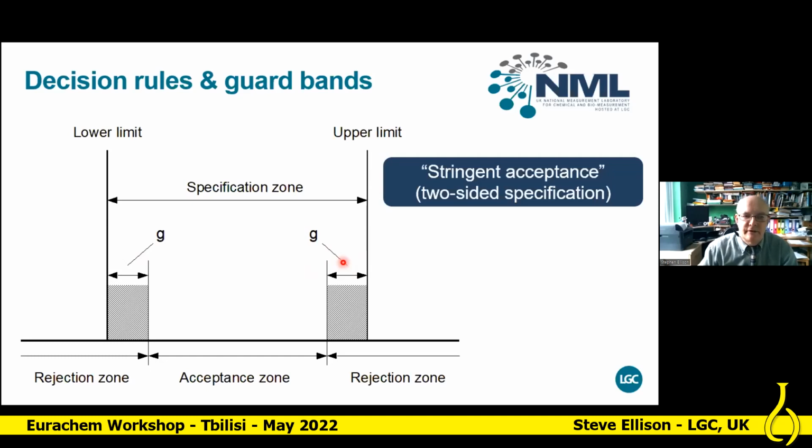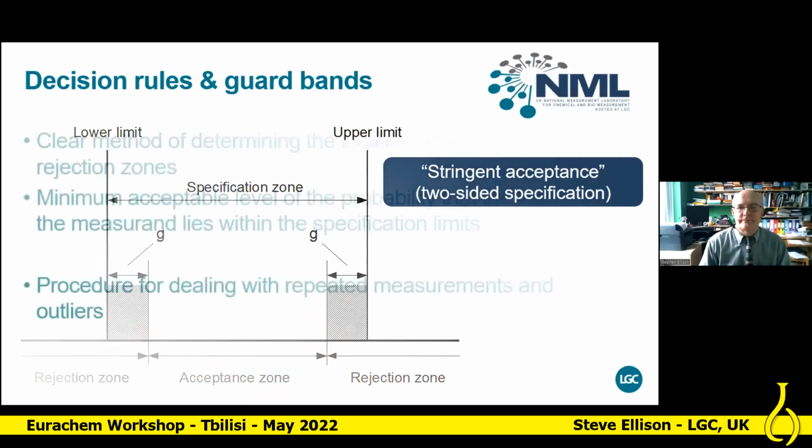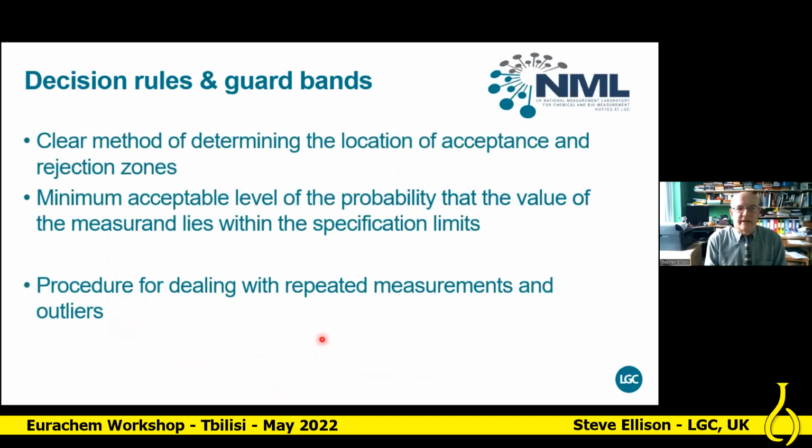And that's the basis of the Eurachem guide. It requires decision rules, and it uses the concept of guard bands to set an acceptance zone so that we can look at our measurement result and we can say, is it within the acceptance zone? If the result is in the acceptance zone, we pass the sample. The advantage of that is that you've now got a clear method of determining where a result should be marked as compliant. And we can also control the probability that, if you like, the true value for the test material is within the permitted specification.